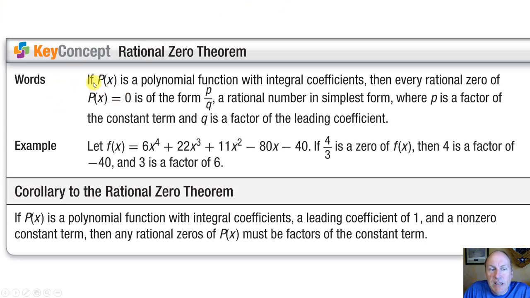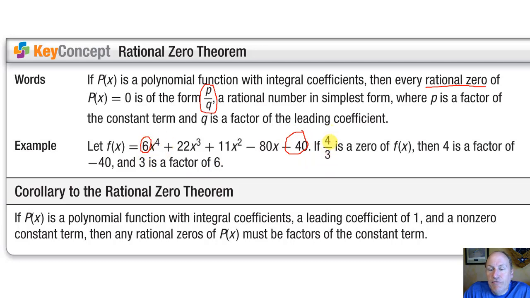If I have a polynomial p of x and it has integer coefficients, then every rational zero, in other words, every zero that is a rational number, is in the form p over q, and that's a rational number in simplest form, where p is a factor of the constant term at the end, if it's in standard form, and q is a factor of the leading coefficient. And so every rational zero of, for example, this polynomial right here, is going to be a factor of negative 40 divided by a factor of 6.